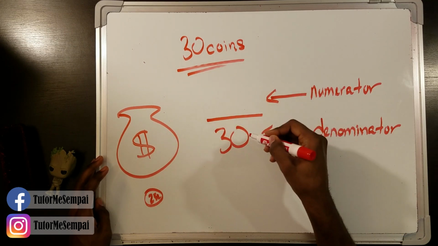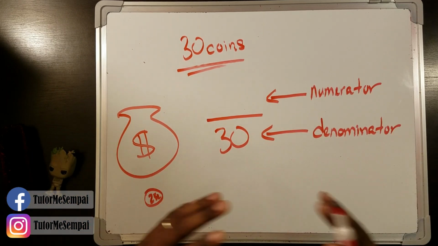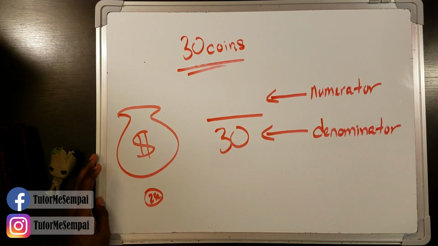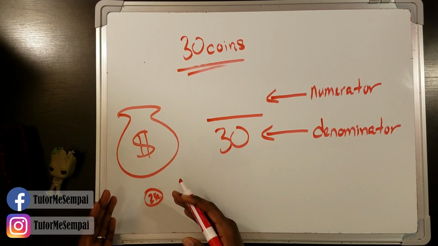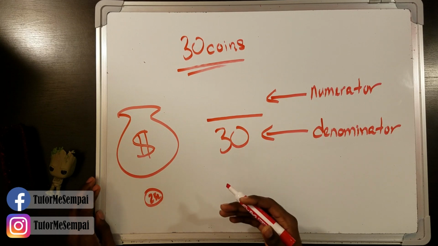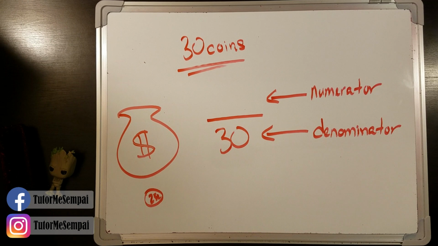The denominator goes in the bottom, the numerator in the top, and the denominator is just going to be the total amount of coins that we have. So the numerator is just going to be whatever we're focusing on. So in this example, if I want to know what fraction of the quarters we have make up our bag of money, well, that's just going to be how many quarters out of these 30 coins do we have, right?